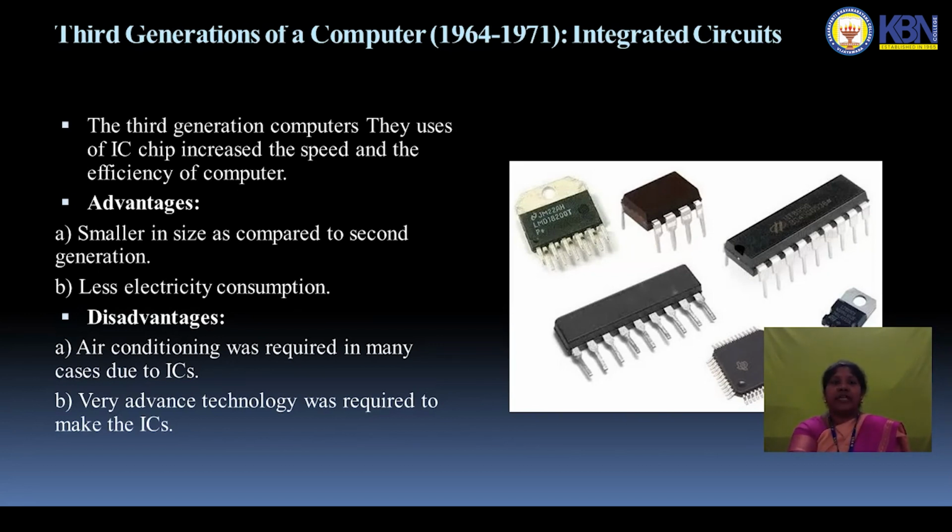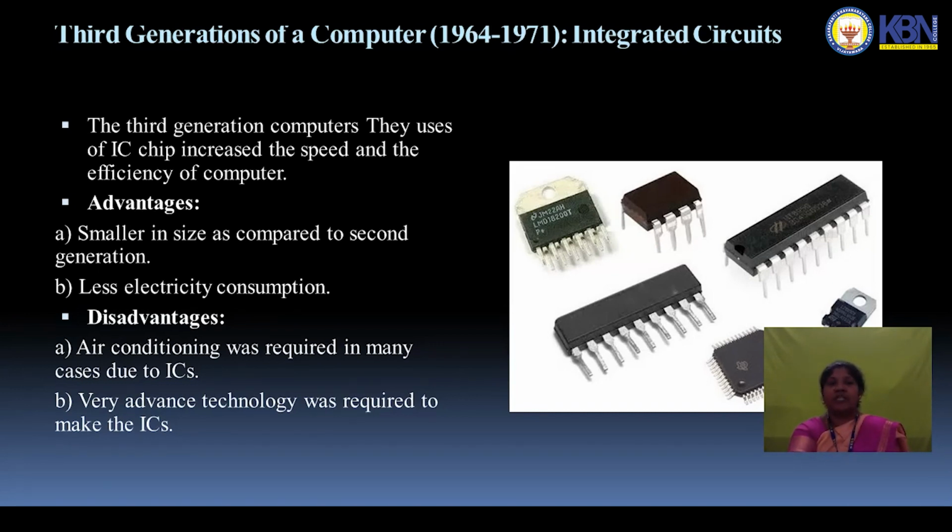And see the advantages: smaller in size as compared to the second generation. Comparatively, the first one is greater than the second one, and the second one is greater than the third one. So the third one is comparatively smaller than both. Then after, less electricity consumption also. So it takes a very small amount of power. See, we have some disadvantages also.